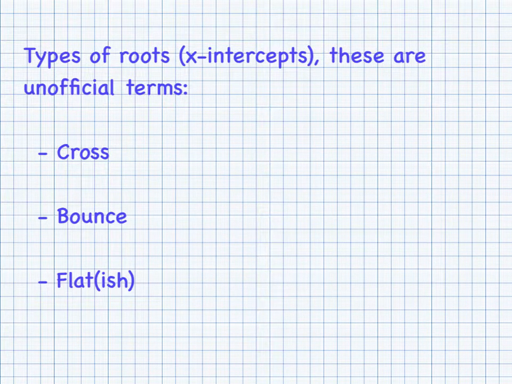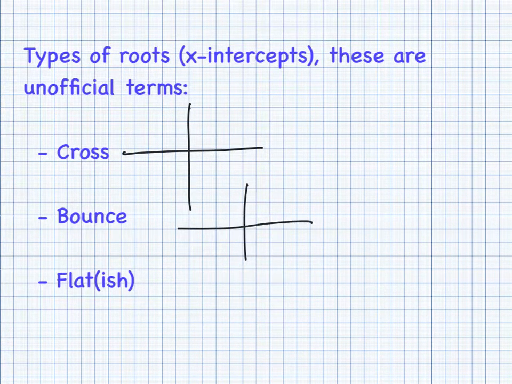Whoops, wrong thing. All right. So if I have 3 different graphs here, one of the roots would just be crossing. So if I have something like that, all it does at the x-axis is cross.